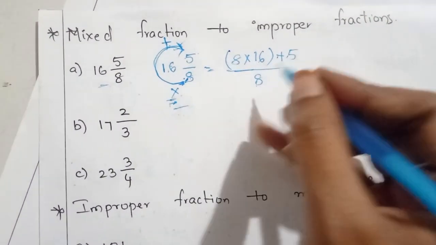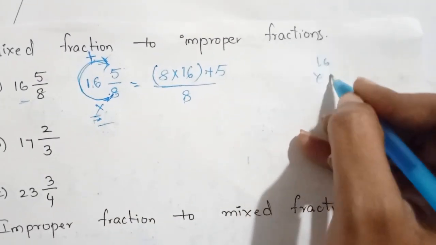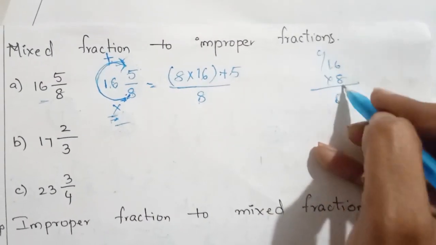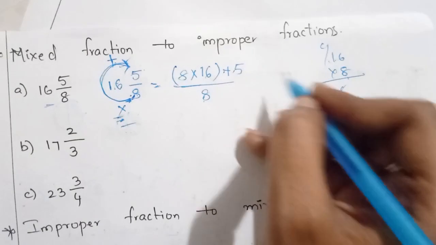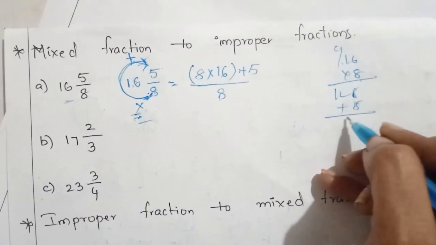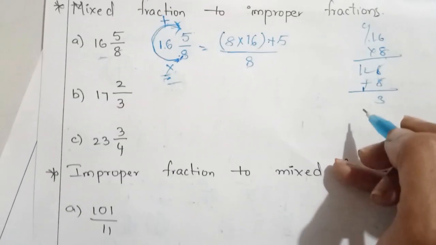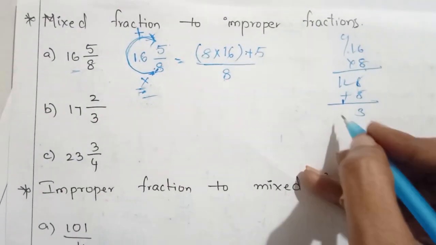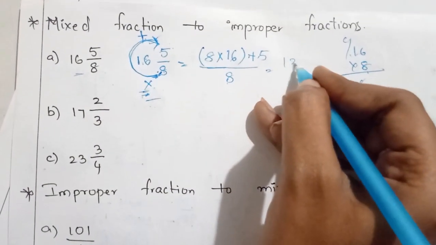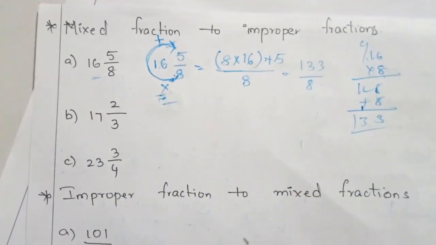Okay. Then you will find out with the 16 into 8. 8 6s are 48, 8 1s are 8, 9, 10, 11, 12. So 128 plus 5. Right. 13, 8, 9, 10, 11, 12, 13, 3, 133. So here the answer is 133 by 8.